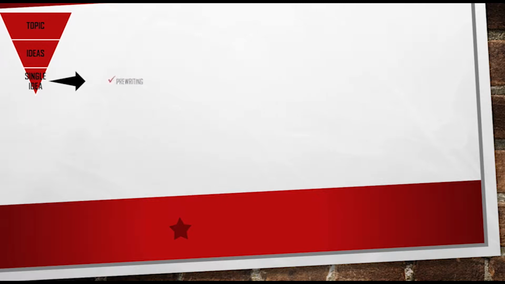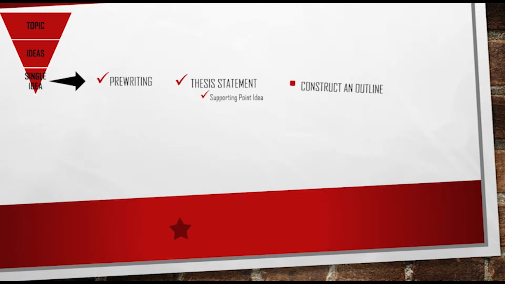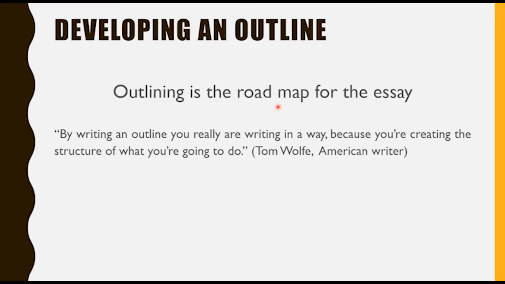After you have your thesis and an idea of your supporting points, you are now exactly at the right step to construct an outline. This is the time for you to focus on your essay structure, beginning with the definition of what outlining is. Outlining is the roadmap for the essay. Tom Wolfe, an American writer, said that by writing an outline, you are writing in a way, because you are creating the structure of what you are going to do. Therefore, through making an outline, you will know what you are going to write.